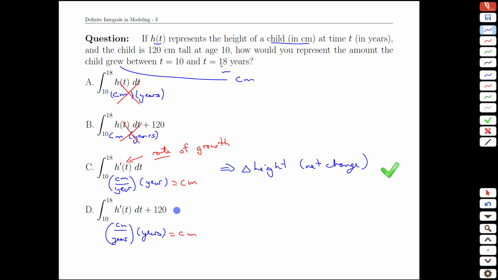This integral here. This is a perfectly interesting value to compute. It's the change in height plus the initial height, their initial tallness. And if we capture those two together, then that's going to equal the height at age 18. Very interesting property, just not what the question was asking for, which was the amount they grew by, not how tall they are. And having that distinction clear in your mind is important as we work with integrals.